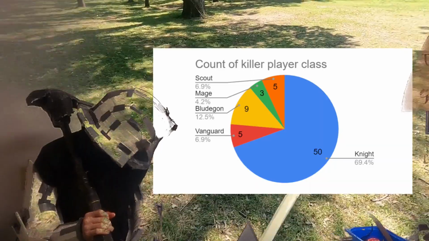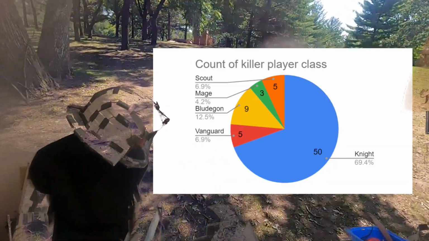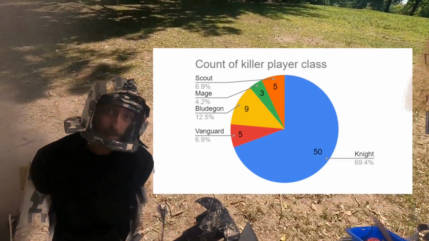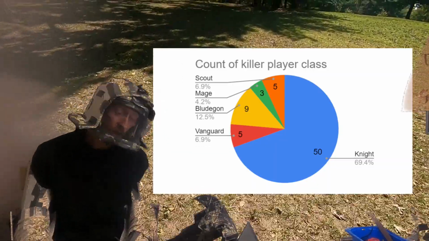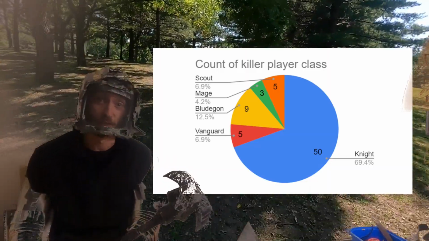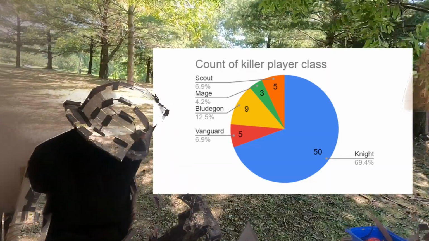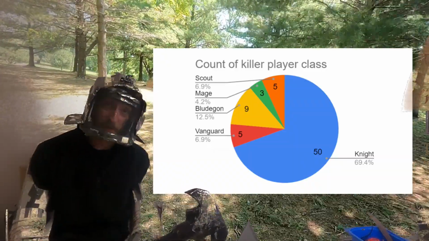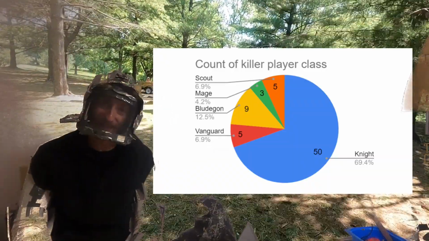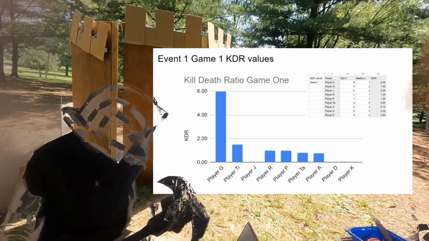But the bludgeon class got a total of 9 kills, or 12.5% of all the kills throughout the 3 games. However, we only have 1 bludgeon user. So that stat is entirely propped up by a single fighter, player TI. So massive, massive respect to that guy. He did extremely well during the day, and he single-handedly represented the bludgeon class. So much respect to him.